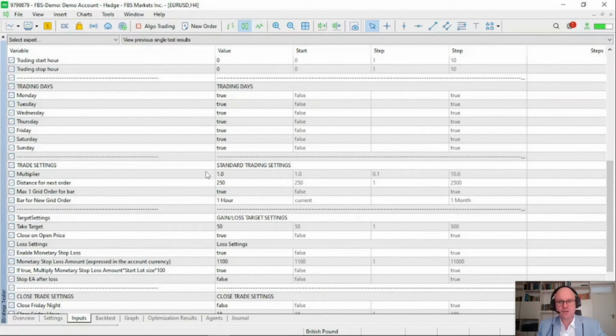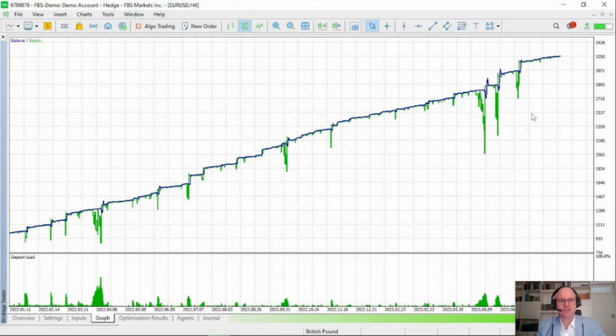The bot does use a grid, so if you want to decrease the multiplier, this could potentially lower the lots and then also decrease the drawdown that the bot is generating. In default, it has a take target of 50 points and the loss setting is set at 1100.